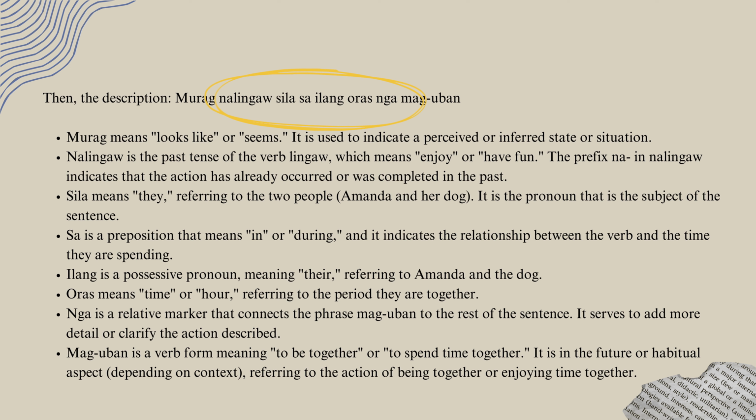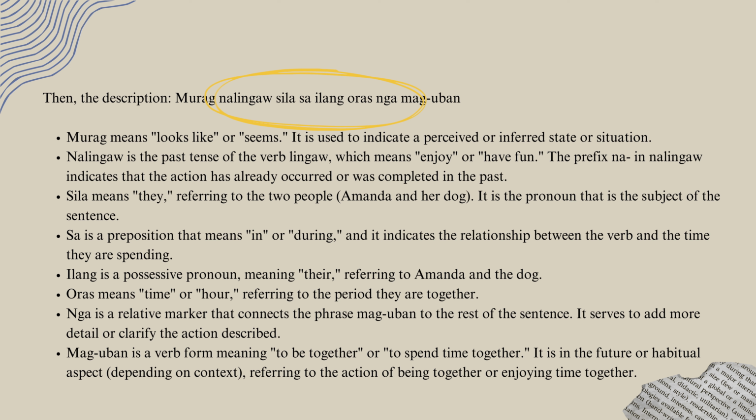Sila means they, referring to the two people, Amanda and her dog. It is the pronoun that is the subject of the sentence. Sa is a preposition that means in or during, and it indicates the relationship between the verb and the time they are spending. Ilang is a possessive pronoun, meaning their, referring to Amanda and the dog. Oras means time or hour, referring to the period they are together.